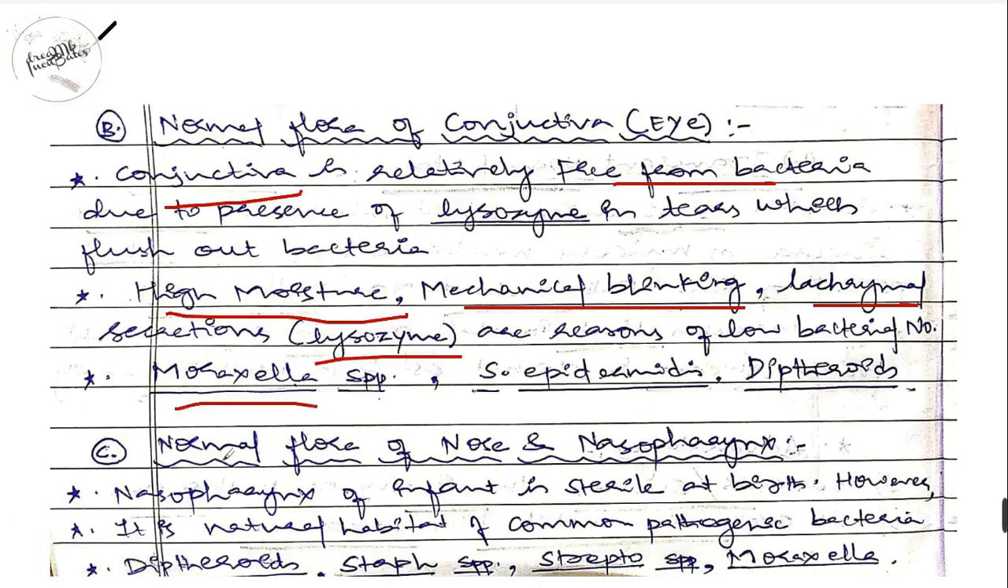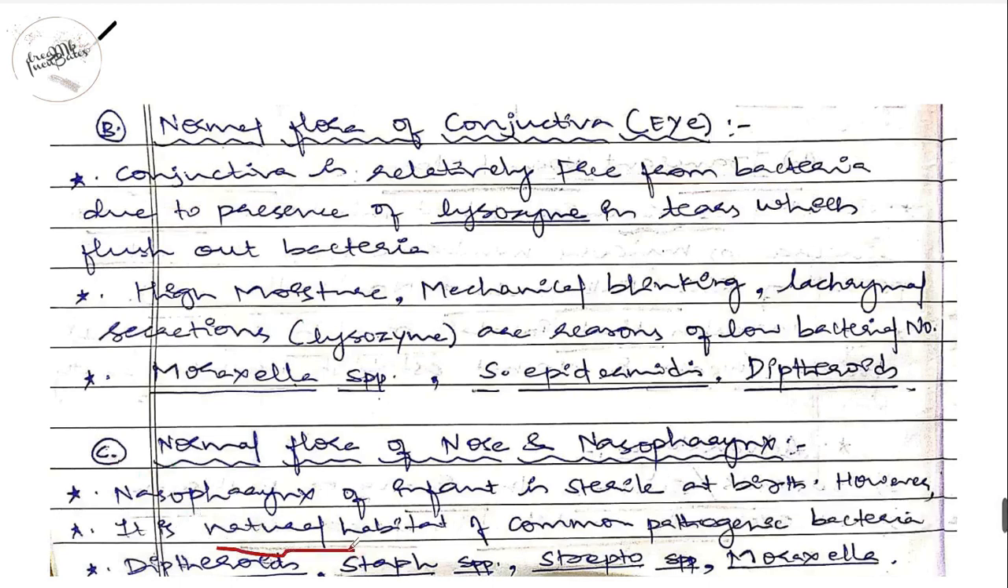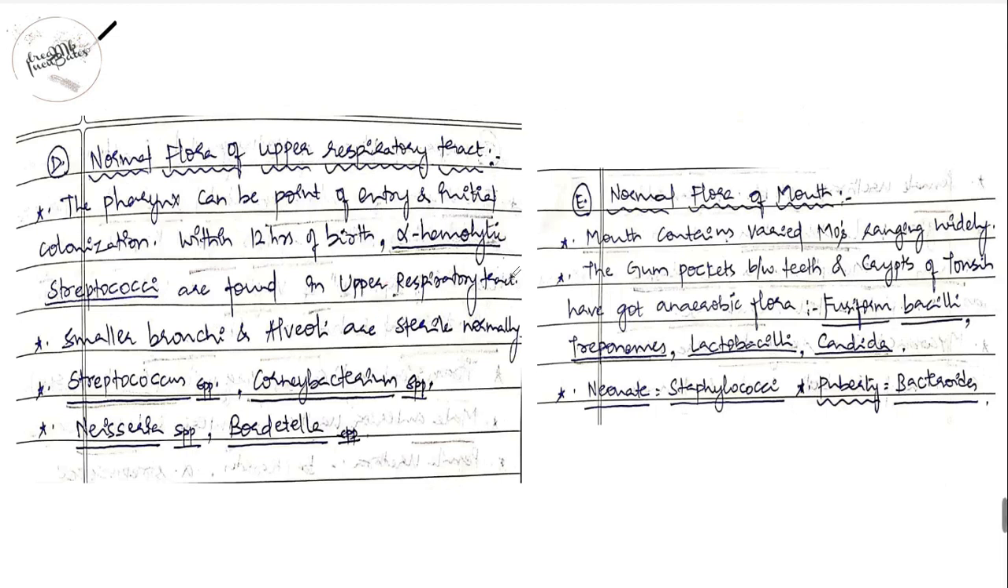Normal flora of the nose or nasopharynx. The nasopharynx is the natural habitat of common bacteria such as diphtheroids, Staphylococcus, Streptococcus, and Moraxella. Normal flora of the upper respiratory tract. As we know, the pharynx is the initial point of entry of colonization. Within 12 hours of birth, alpha hemolytic streptococci are found in the upper respiratory tract. The common normal flora found here are Streptococcus species, Corynebacterium, Neisseria, and Bordetella.